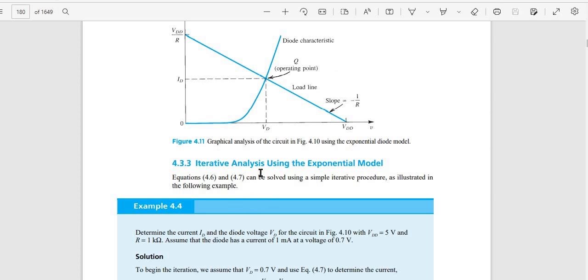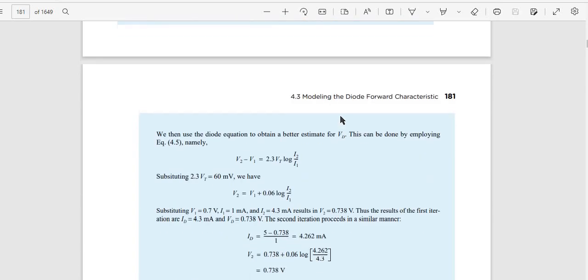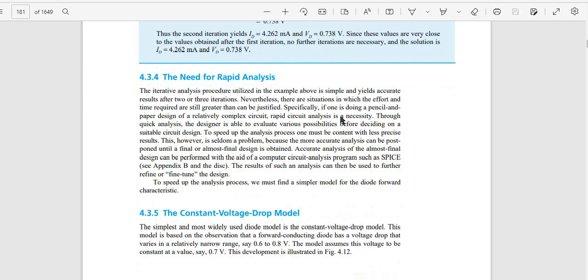Alternative analysis using the exponential model. Equations 4.6 and 4.7 can be solved using a simple iterative procedure as illustrated in the following example. Example 4.10 illustrates an analysis using the exponential model, and the solution is also given.